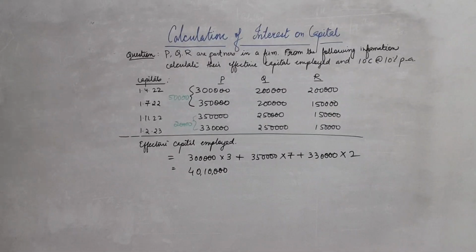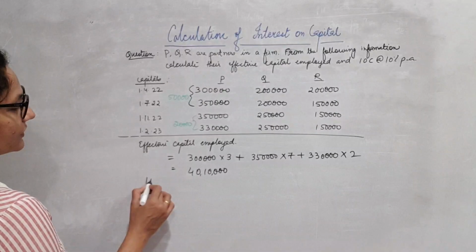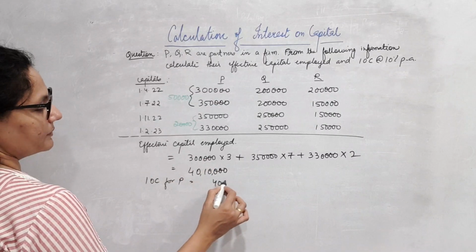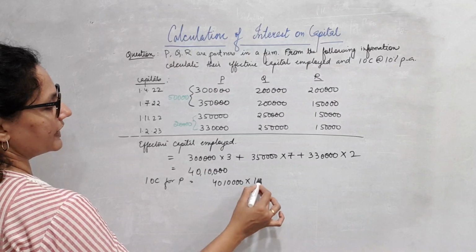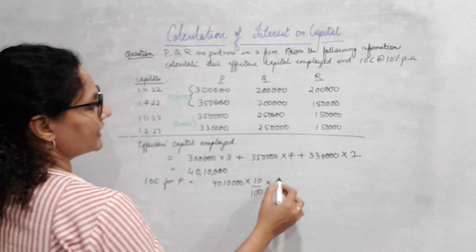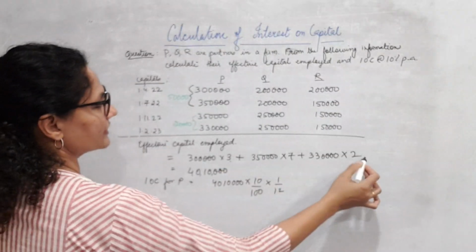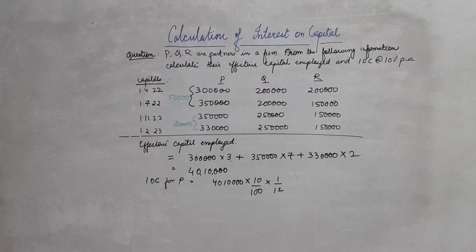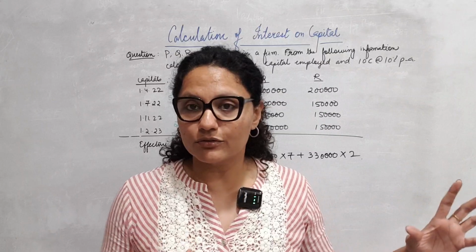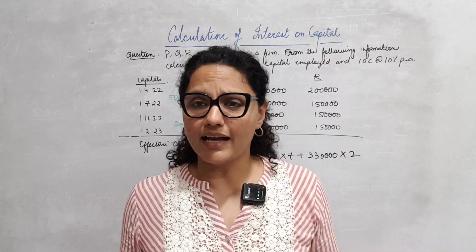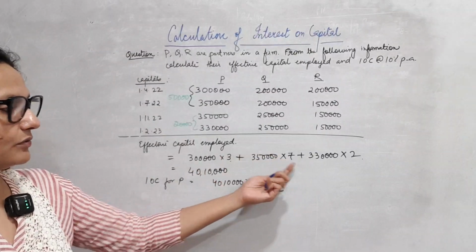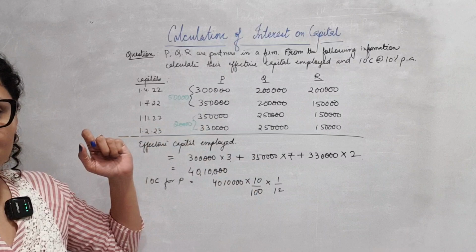Effectively, this is what you employed. Now when you calculate interest on capital for P, this capital employed into the rate of interest on capital, and I'll divide by 12, because basically I multiplied by 12. Obviously this is not the actual capital employed, this is the effective capital employed. If I take the time into consideration, it's just like calculating the weighted average, right? Weight 3 for 3 months, for 7 months it was 3,50,000, so I multiply by 7, like that.